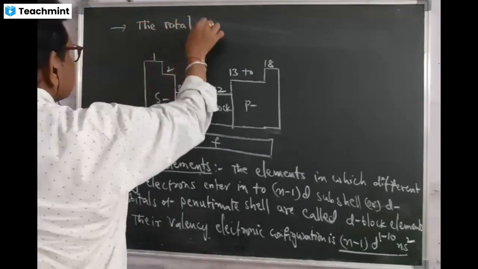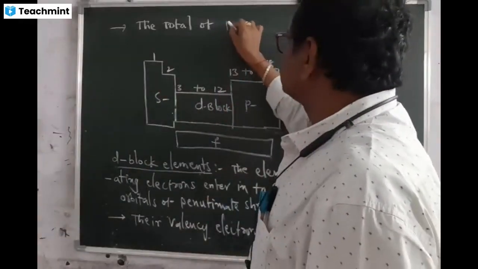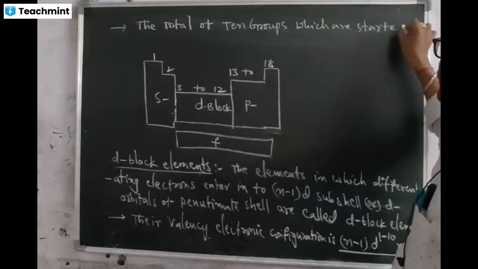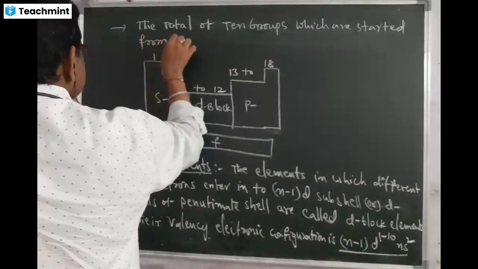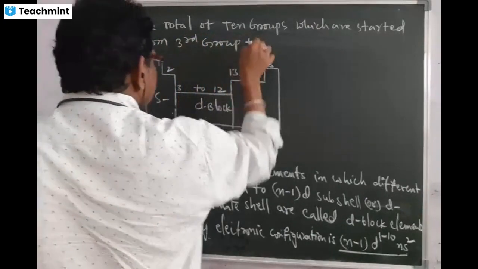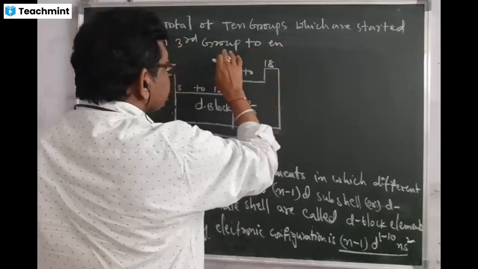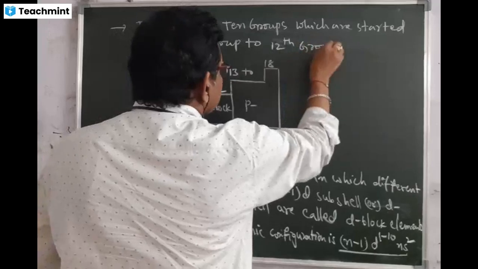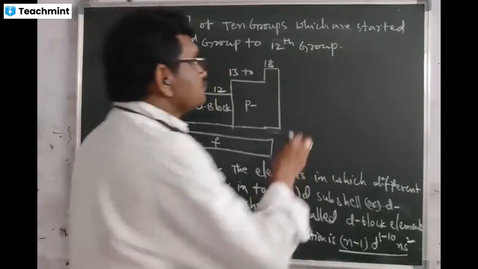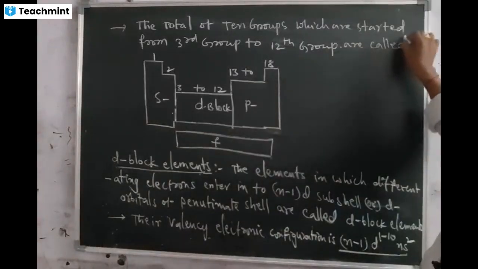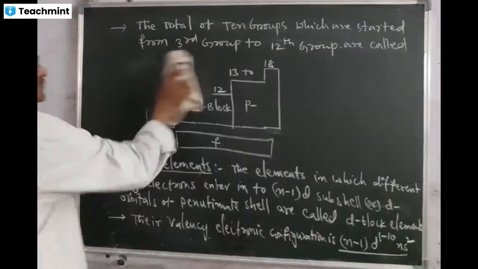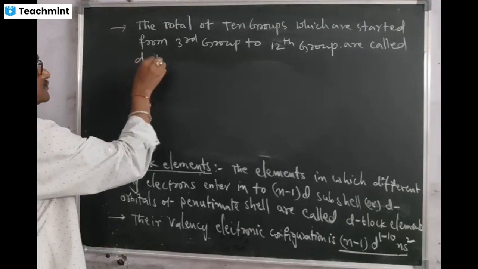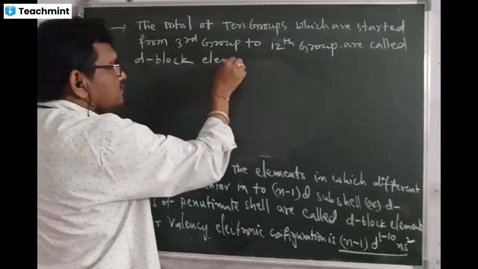The total of 10 groups, which start from the third group to the 12th group, are called D block elements.